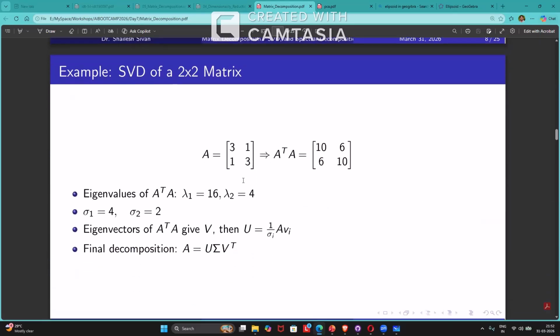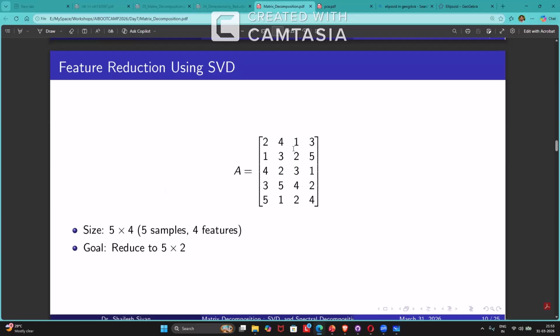Okay. So I'm just illustrating this with a numerical example. You can go through this one more time. So A is 3113. A transpose A is equal to 10664. The eigenvalues of A transpose A are 16 and 4. You are getting the singular values 4 and 2. Then you are finding out U, where U_i is 1 by sigma_i into A V_i, that is A into each vector. Then decompose into U, sigma and V transpose. Okay. And this is with a numerical example.